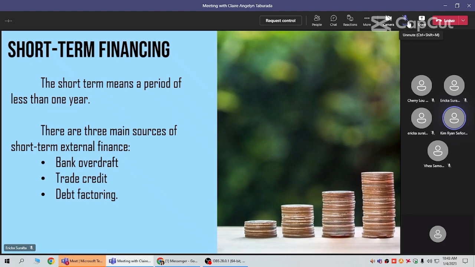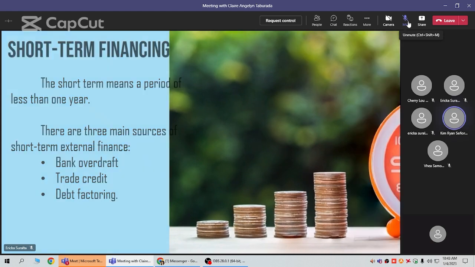So we have short-term financing. Short-term means a period of less than 1 year. There are three main sources of short-term external finance. We have here bank overdraft, trade credit, and debt financing. So first, let's talk about the bank overdraft. Next slide.